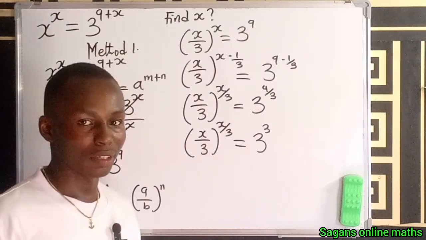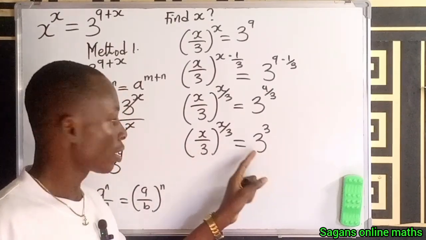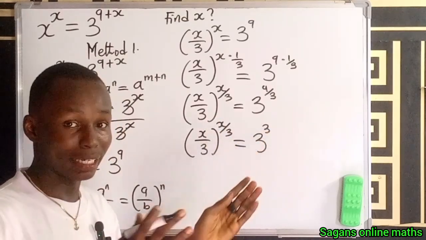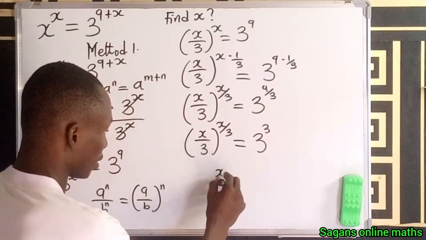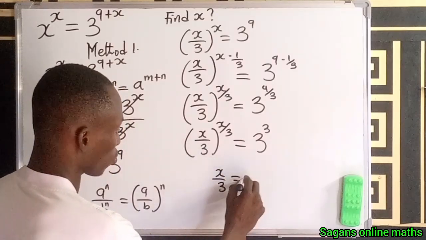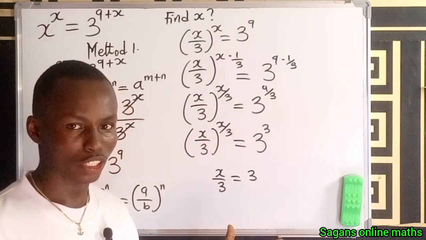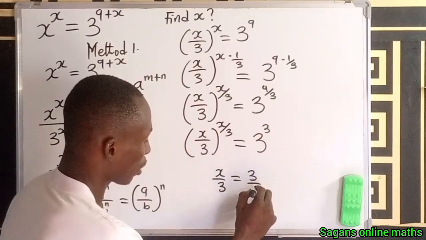Now let's observe carefully. The base here is x over 3. The base here is 3. The power here is x divided by 3. The power here is 3. So by comparing the left hand side with the right hand side, we all agree that x divided by 3 is equal to 3. Right? Wow. This is good news, right? Amazing. I love this.